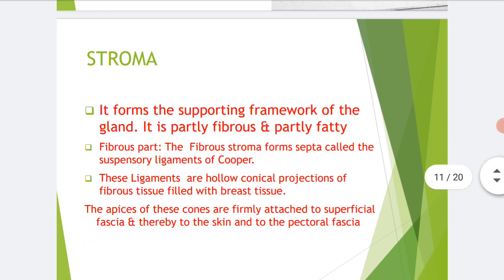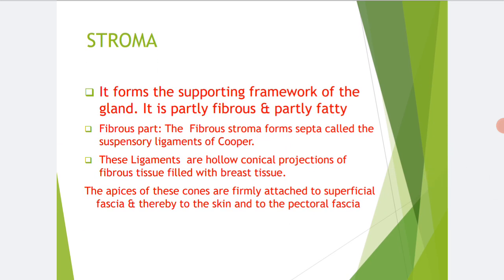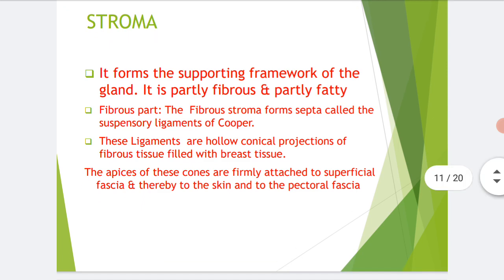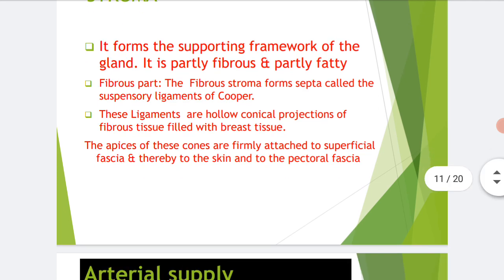Another structure is the stroma. In the breast, it forms the supporting framework of the gland, and it is partly fibrous and partly fatty. The fibrous part, or fibrous stroma, forms septa called the suspensory ligaments of Cooper. These ligaments are hollow conical projections of the fibrous tissue filled with breast tissue. The apices of these cones are firmly attached to the superficial fascia and thereby to the skin, and to the pectoral fascia.